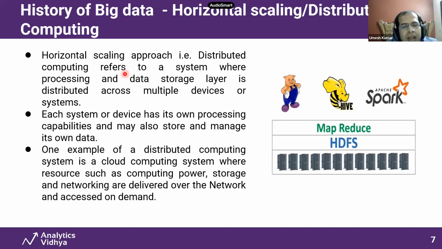The definition of distributed computing is that it refers to a system where the processing and storage layers are distributed across multiple devices or systems, like this. So basically a network was formed using a collection of computers. The idea was that if we could connect all the computers together and leverage the storage capacity of all of them, and similarly leverage the processing capability, like the RAM and CPU, of all the systems, then the storage capacity would increase and the processing time would also get reduced. So there was a huge improvement.